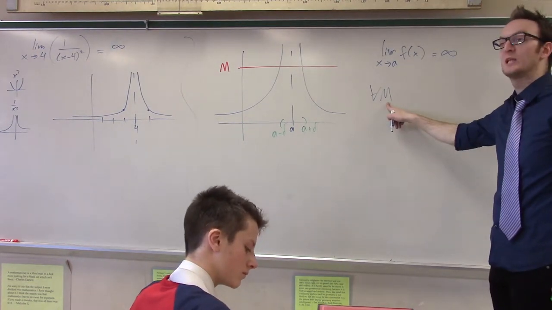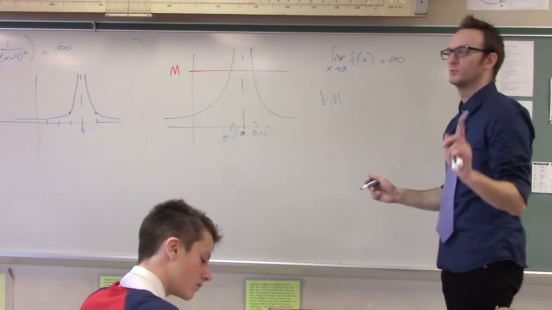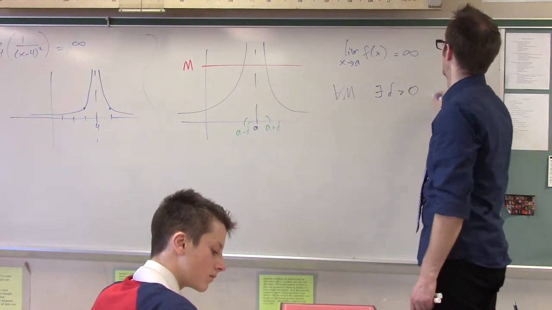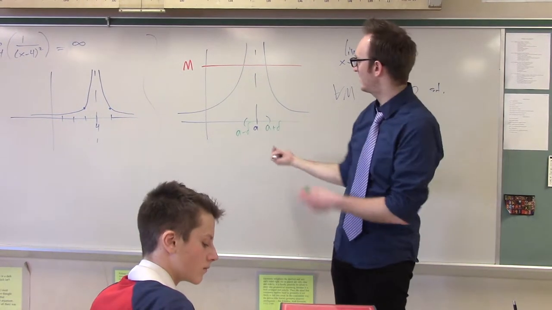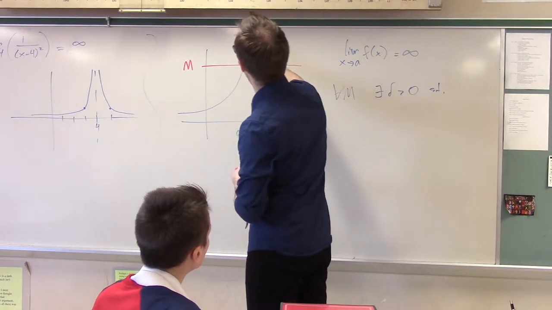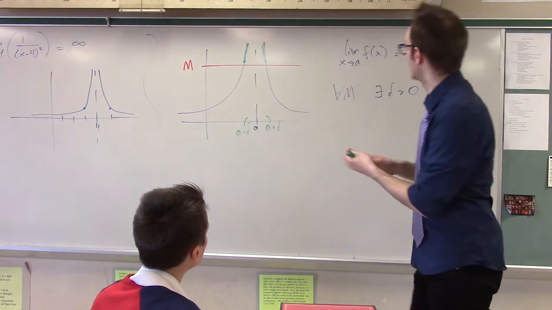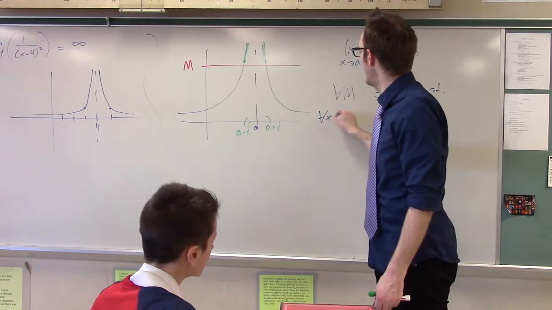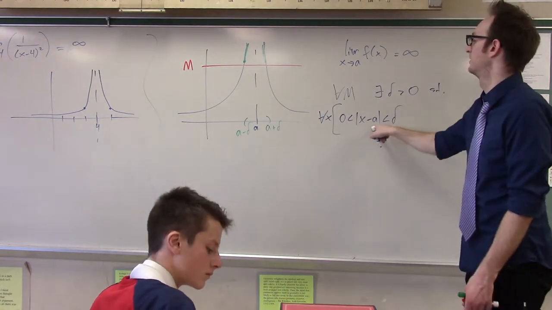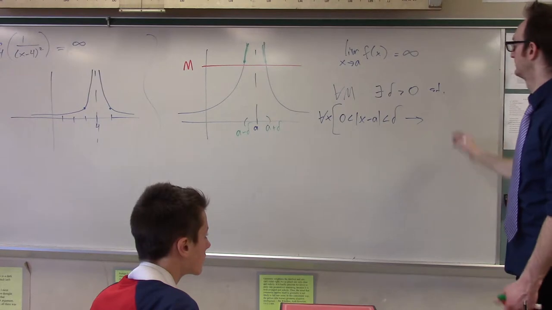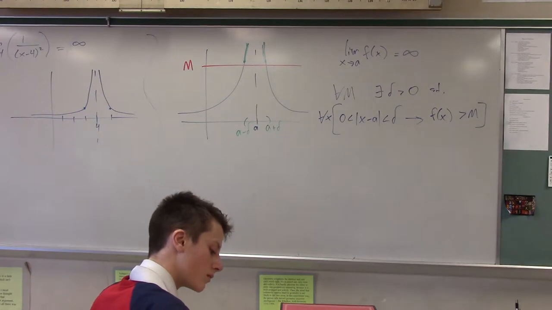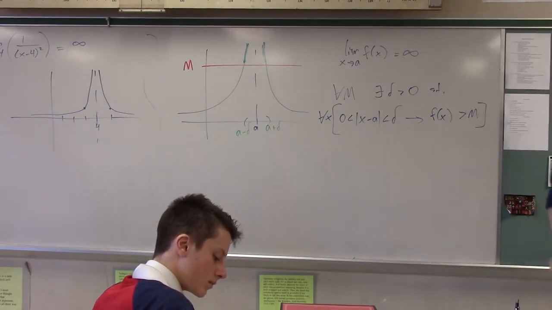For any possible massively large number that you might want, what must be true? There exists a delta such that, and now the claim I make is that if I get sufficiently close to A, then the y values will be larger than m, right? Yeah, exactly. So for all x, if I get really close to A, specifically within delta of A, then finish it off. F of x is greater than m. Yep. Ta-da. Okay, so this gives us a definition.